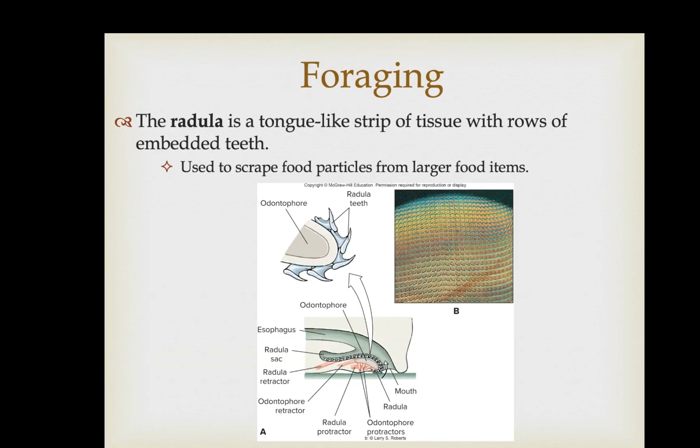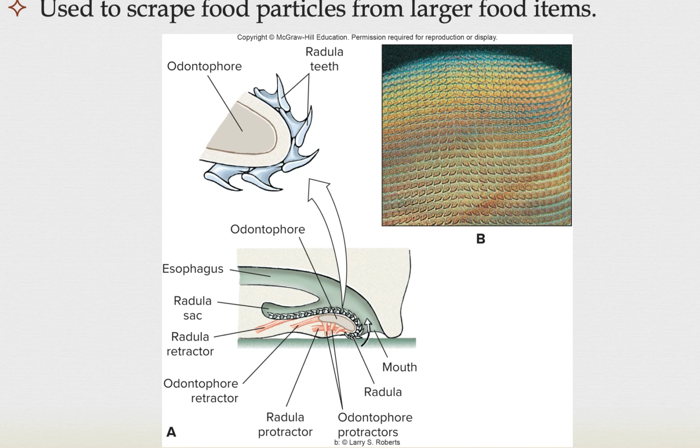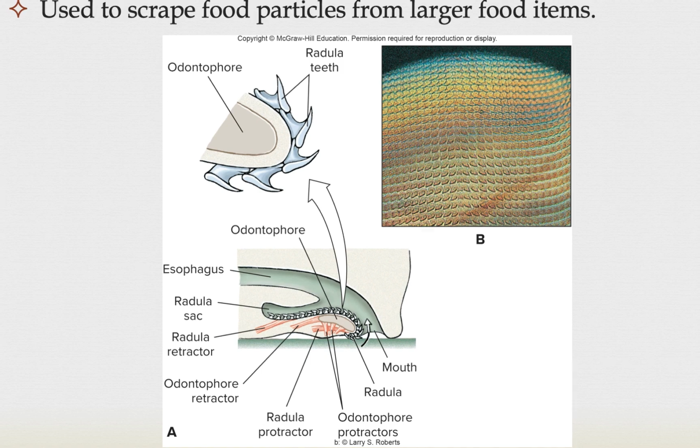Once it gets into the digestive tract, that's where the radula comes into play. The radula is this tongue-like strip of tissue with rows of teeth embedded within it. So kind of think about it as being almost like a conveyor belt of teeth. And it's used to scrape food particles from larger food items. So here we can see this strip of tissue that has the radular teeth in it.